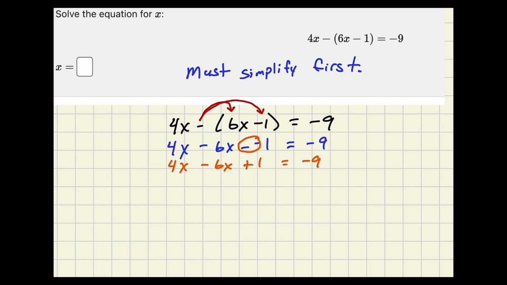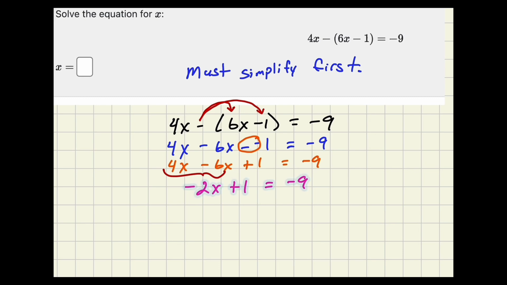Now, can I simplify anything else here? Is there anything else I can simplify before? Both these values have x, right? We can combine like terms, right? 4x minus 6x. I'm going to combine these two together. 4x minus 6x is negative 2x plus 1 equals negative 9.